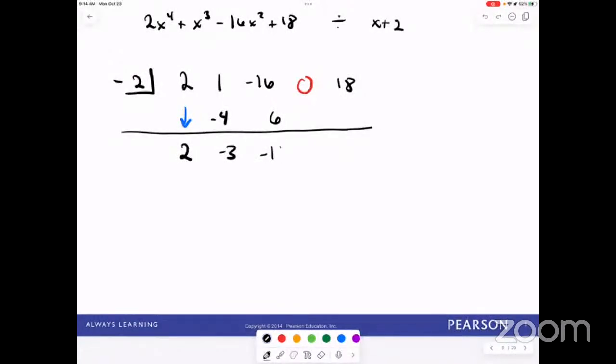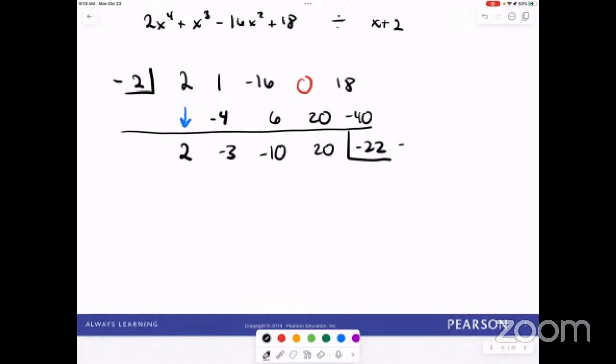Diagonal, we multiply, is 20. Vertically, we add, is 20. And then diagonal, we multiply, that's going to be negative 40. And vertically, we add, that's a negative 22. And that negative 22 is our remainder.